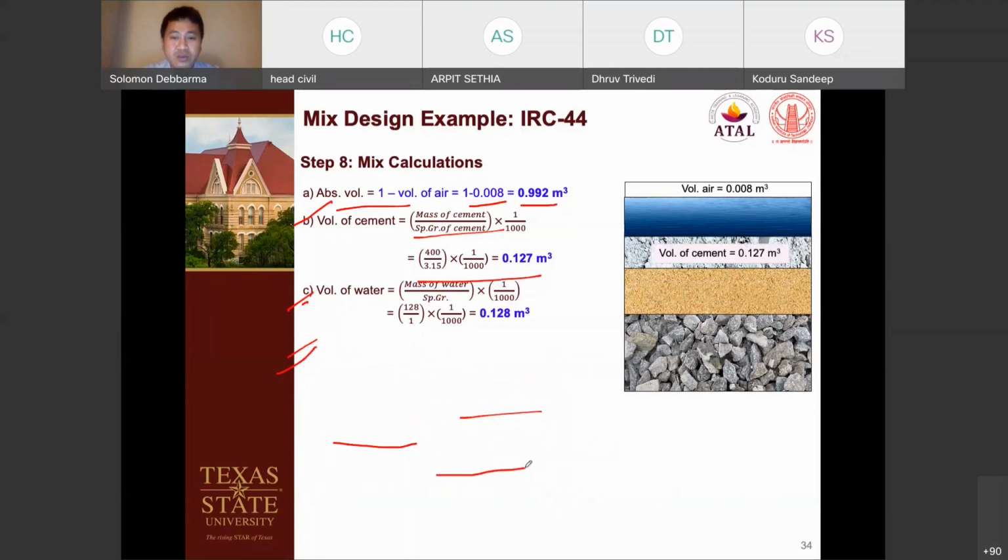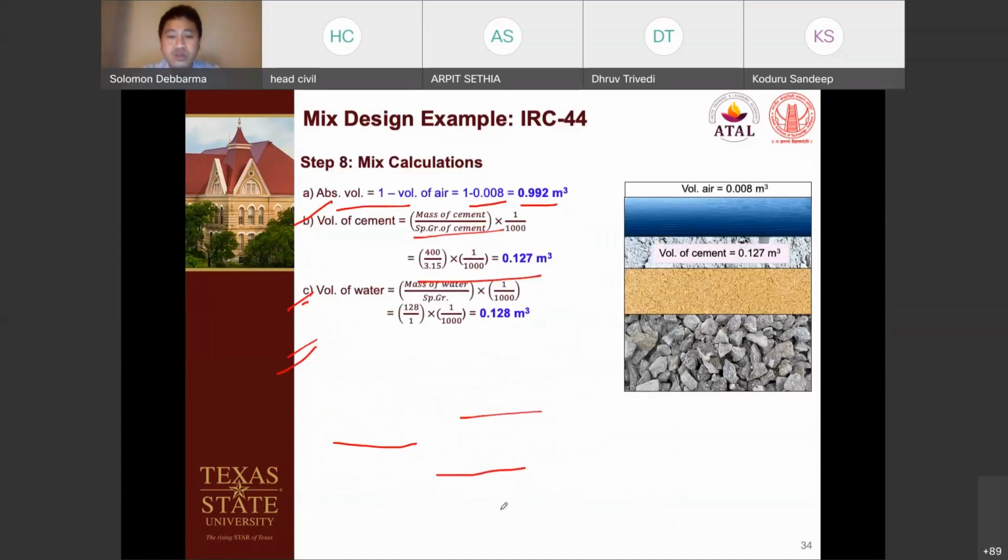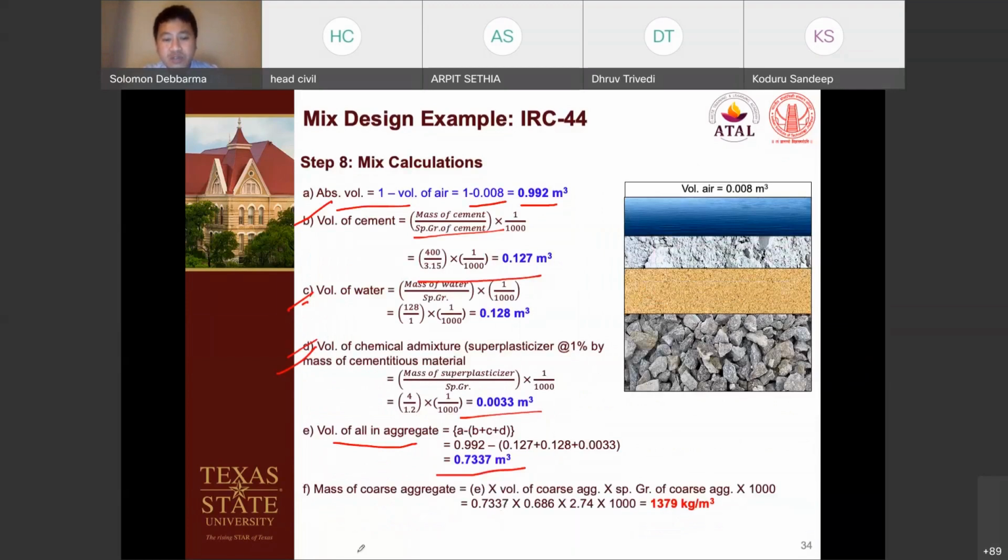Now we can calculate the mass of the coarse aggregate. In the previous slide, I mentioned the mass can be calculated using this equation, which is the volume of all-in aggregate multiplied by the specific gravity of that material times the unit weight of water. So using these equations, we can calculate the mass of coarse aggregate, which is E. E is the volume of all-in aggregate times the volume fraction of coarse aggregate, which is 0.686, and the specific gravity of coarse aggregate, which is 2.74, which is given already, and the unit weight of water, which gives us 1379 kg per meter cube.